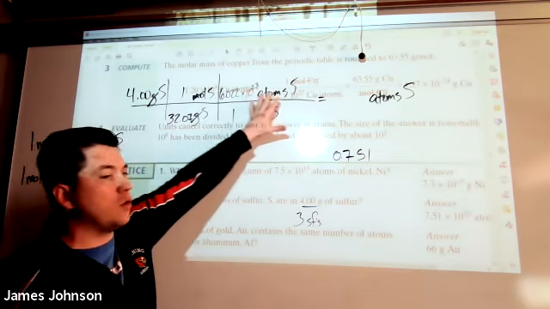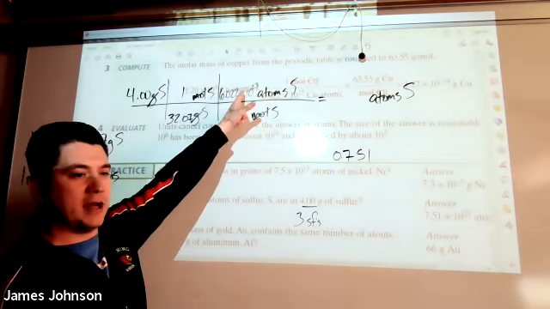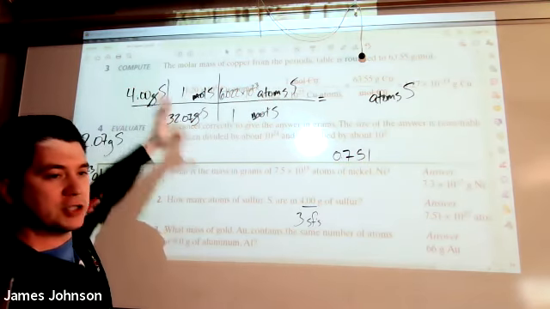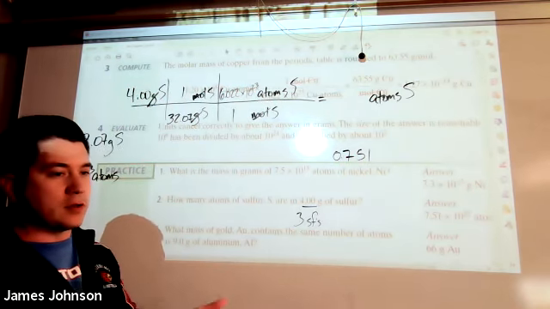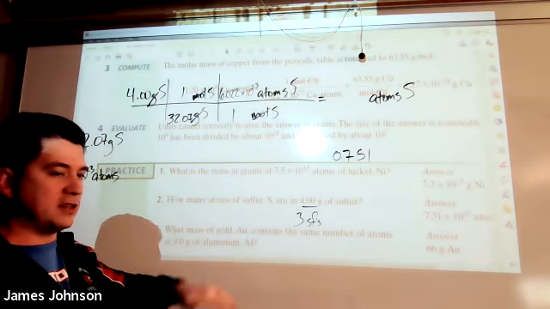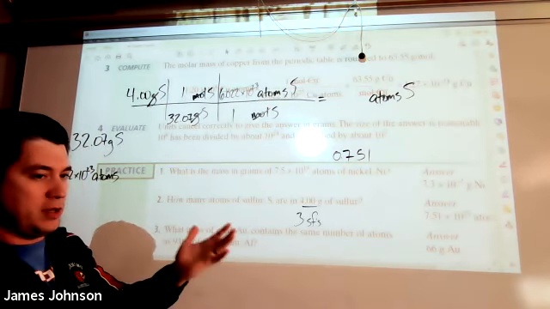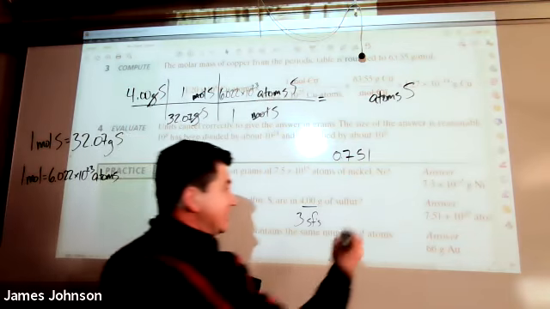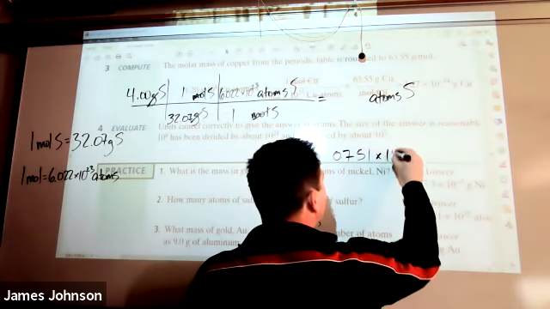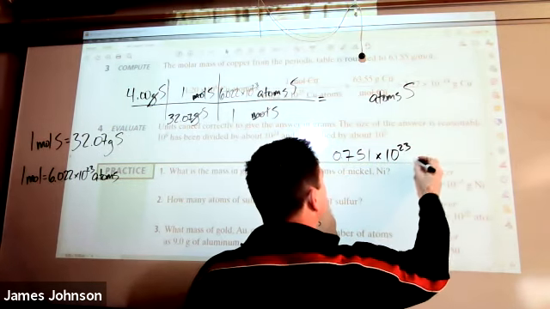Well, it's the only term, right? Avogadro's number right here is the only term in this entire conversion that has a power of 10. So there's nothing to multiply it against and there's nothing to divide it by. And so it really doesn't change. It just stays exactly the same. So keep it the same.